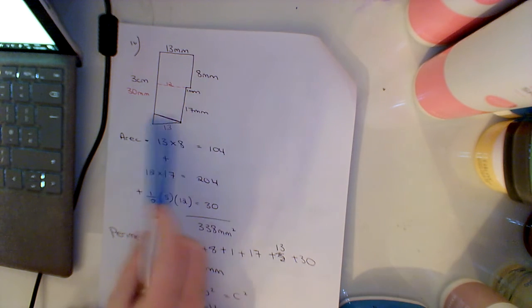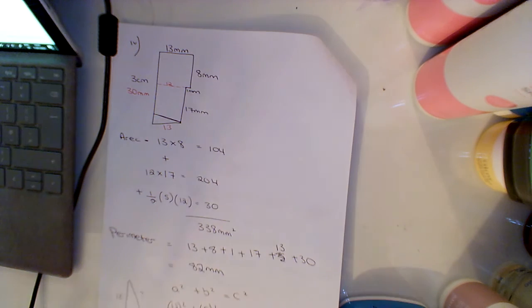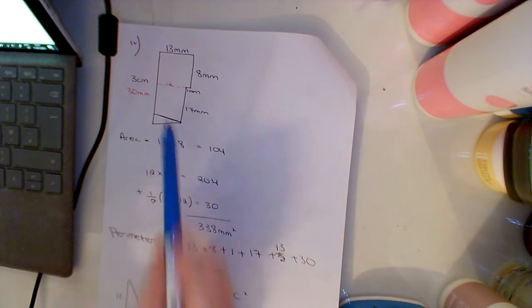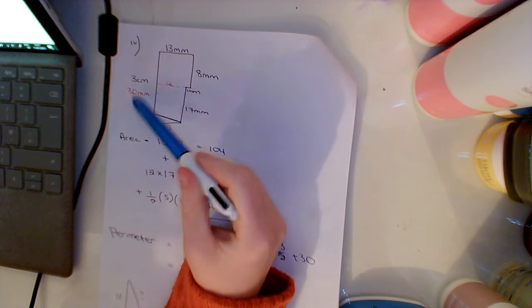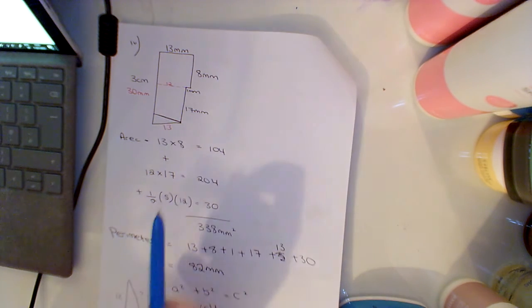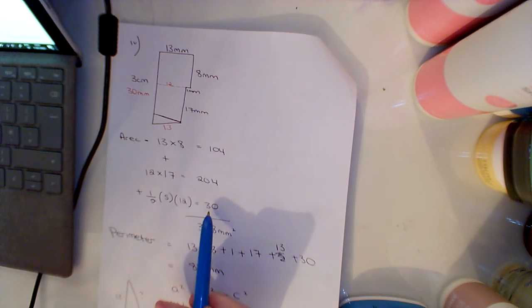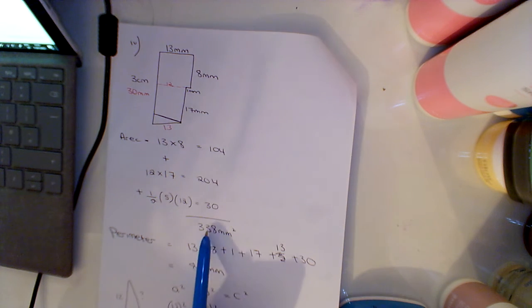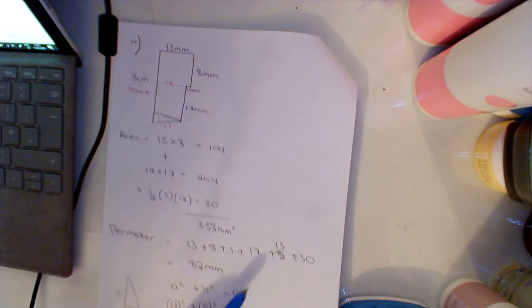Plus I get the area of this shape here, which will give me 12 by 17, and that's equal to 205. And then this little triangle, because when you add 17 plus 8 and take it away from 30 millimeters, you're actually missing 5. So it's half the base by the perpendicular height, and I get 338 millimeters squared.